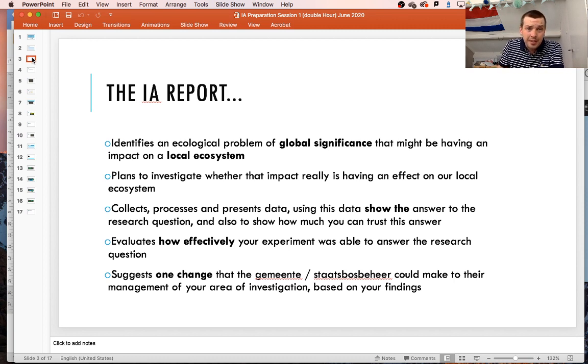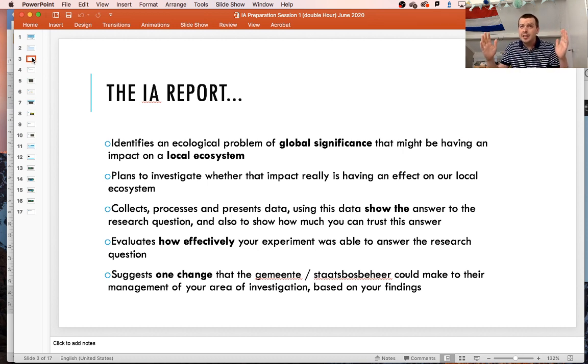You then write a plan to run this investigation. You collect, process, and present data just the way that we did in High and Boycott, so nothing new, which shows the answer to the research question and also shows how much you can expect to trust the answer. We'll evaluate the effectiveness of what you did, and then at the end in the application section, you will suggest one change that the gemeente or the Staatsbosbeheer can make to their management of the area of investigation based upon your findings. So this is the purpose of the IA report.